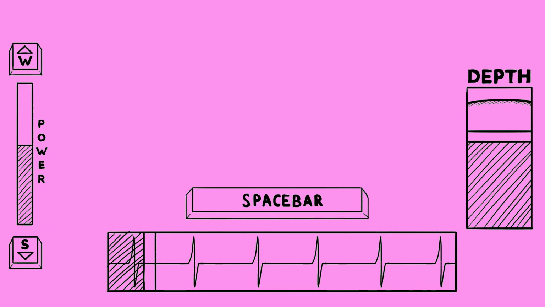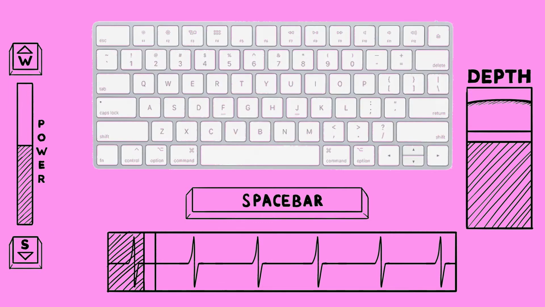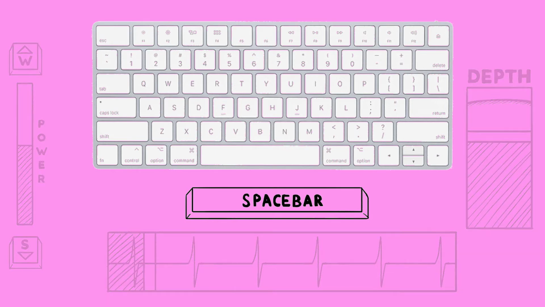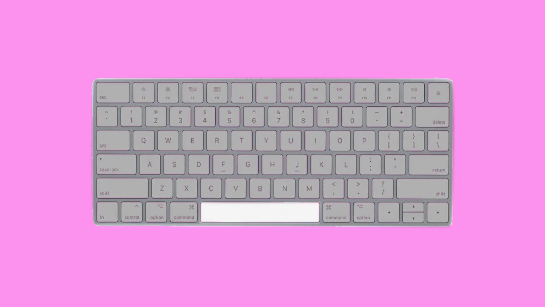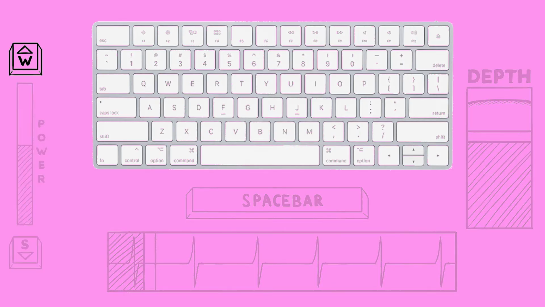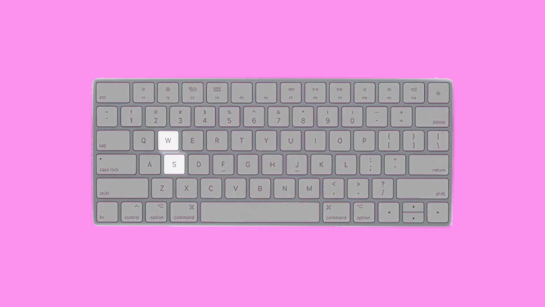As you might have noticed, the layout of the keys guided the layout of the UI a little bit. The spacebar and its according UI is located on the bottom middle of the screen, just as it is placed on a keyboard in real life. Similarly, the power meter is controlled by the W and S key and is therefore located on the left side of the screen to resemble the keyboard once again.